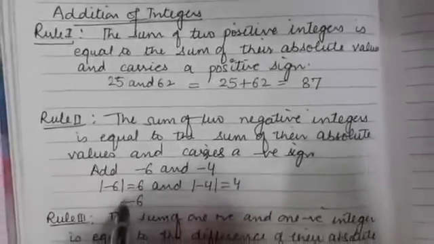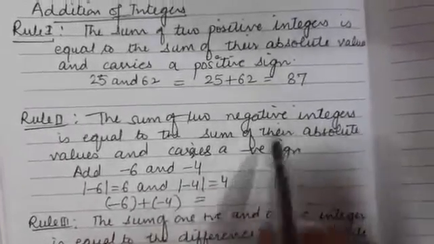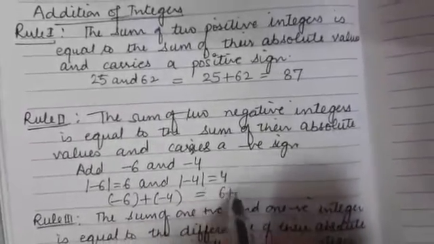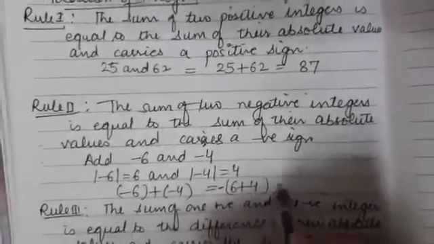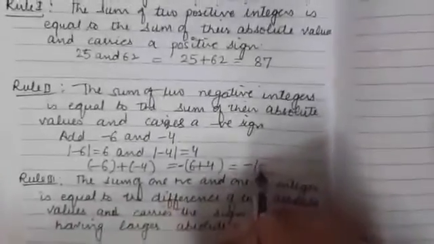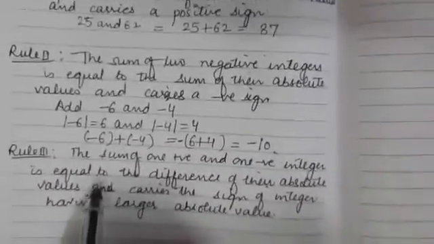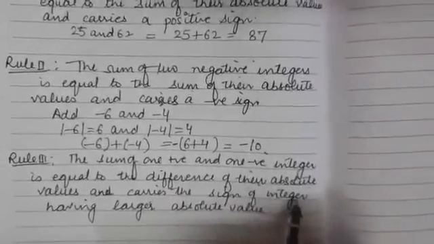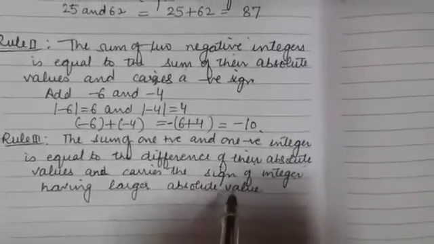So when we add -6 and -4, that is equal to the sum of their absolute values, that is 6 plus 4, and it carries a negative sign, meaning -10. Next rule is the sum of one positive and one negative integer is equal to the difference of their absolute values and carries the sign of the integer having the larger absolute value.